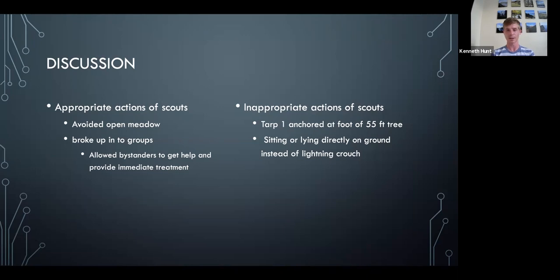Some, I guess, inappropriate actions you could say of the scouts: Tarp 1 was anchored with parachute cord right to the base of the 55-foot tree. And apparently this was one of the tallest trees in the area, so that is something that could have been avoided. And then they believe, due to how the burns were, that they were either sitting or lying directly on the ground instead of using the lightning crouch that was discussed earlier tonight.